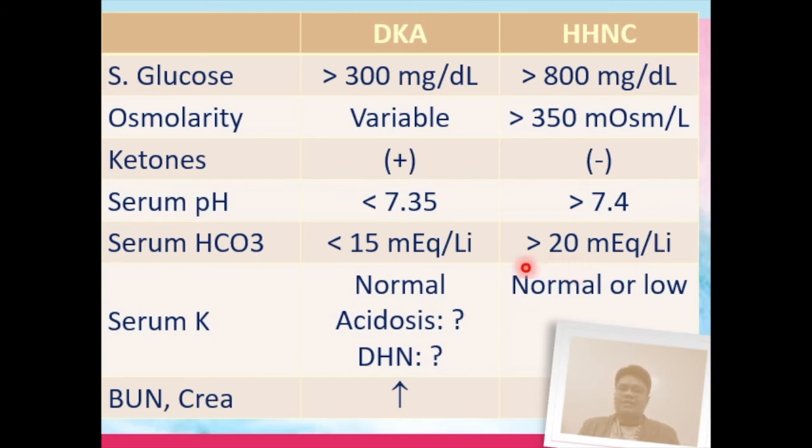Again, I would like to correct that. In DKA, your bicarbonate levels are decreased, and in your HHNC, bicarbonate levels are increased. So, serum potassium. In DKA, your serum potassium may be normal. It may be increased or decreased. In acidosis, the tendency of your potassium is to be increased.